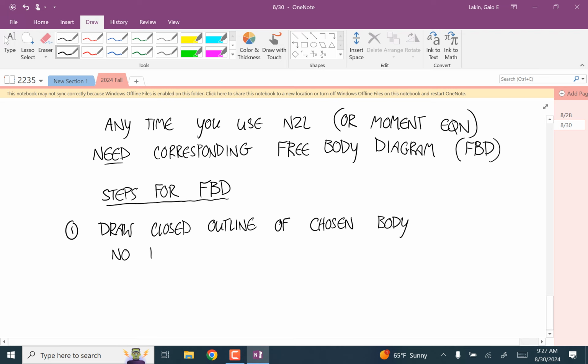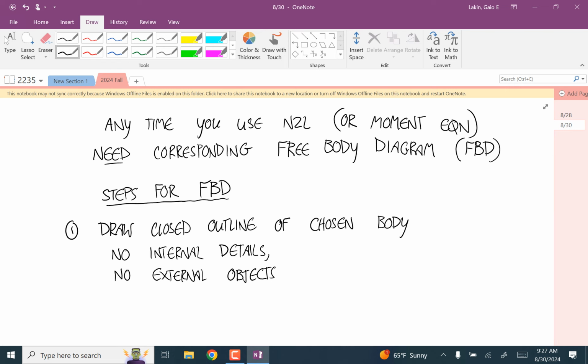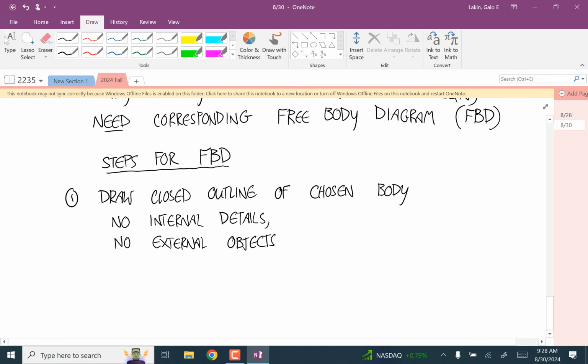So no internal details. And no external objects. That's the free in free body diagram. Your picture is free of anything except your chosen body, okay? And everything else is just represented by forces. Yep. Even the ground? Even the ground, yeah. If that's outside of your chosen body, then don't draw the ground.